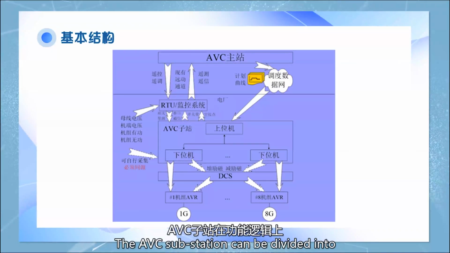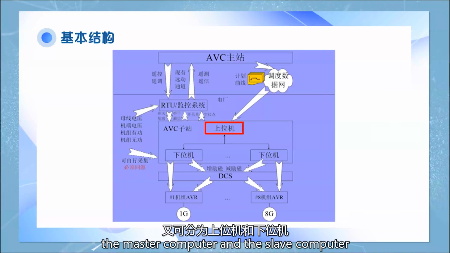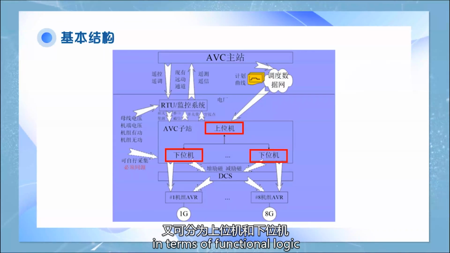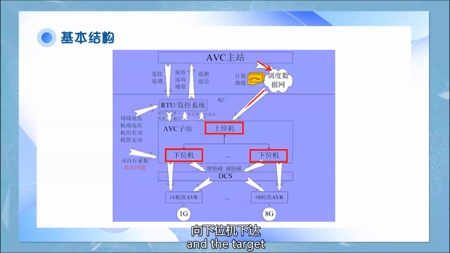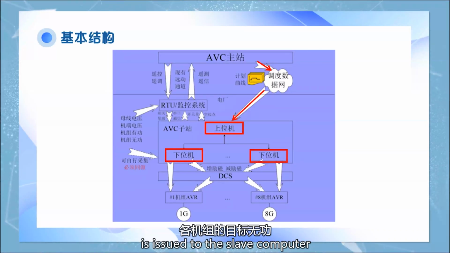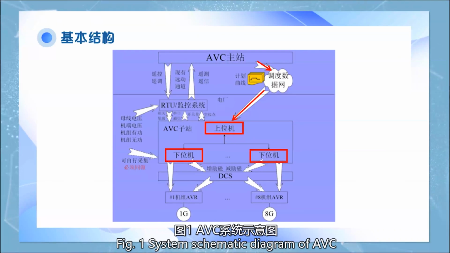The AVC substation can be divided into the master computer and the slave computer in terms of functional logic, and the target reactive power of each unit is issued to the slave computer. Figure 1. System schematic diagram of AVC.